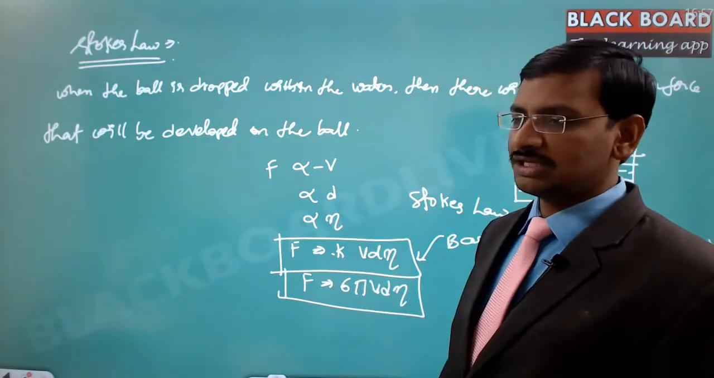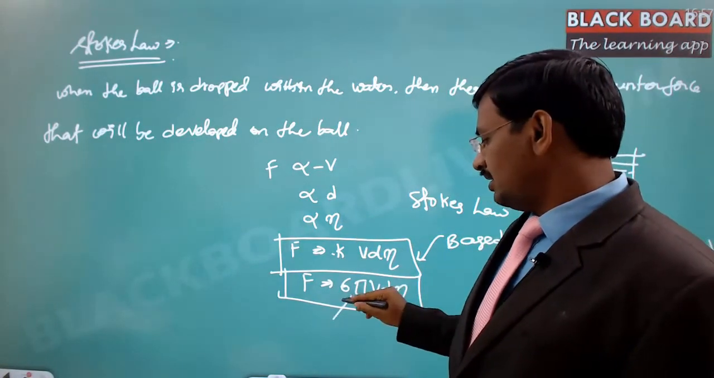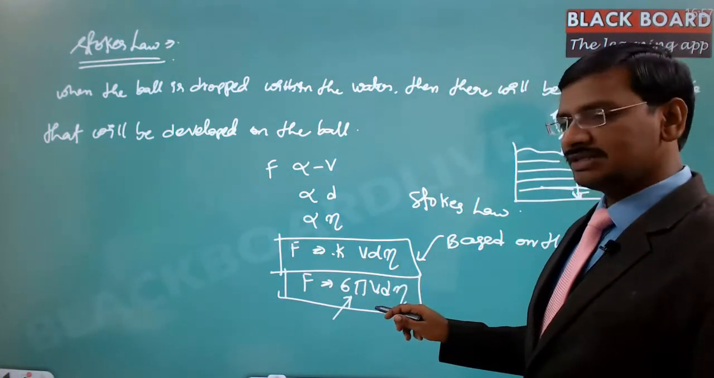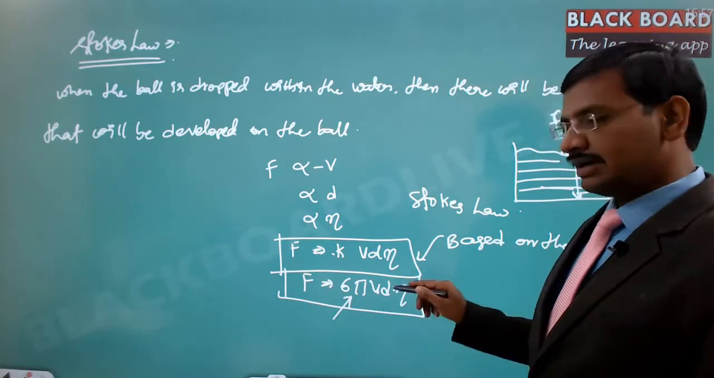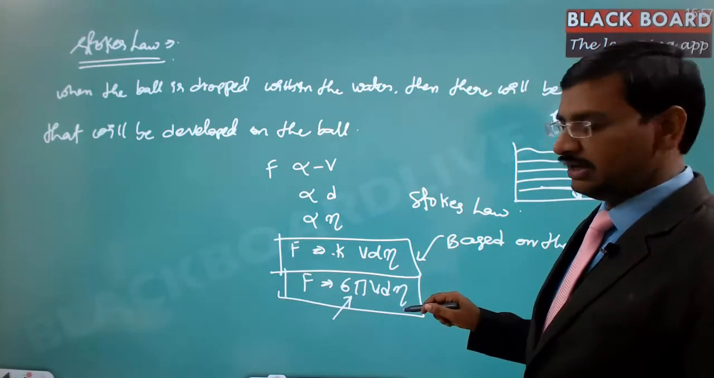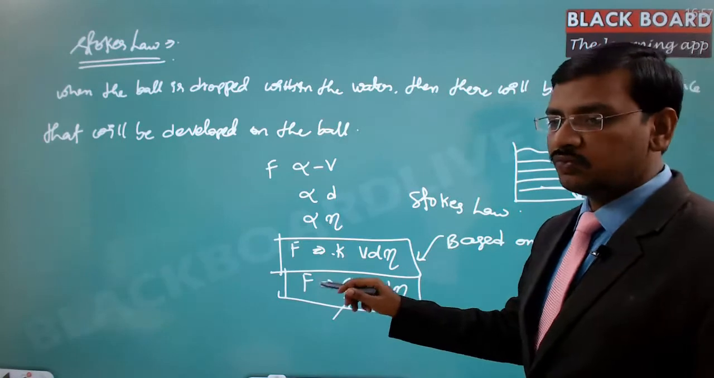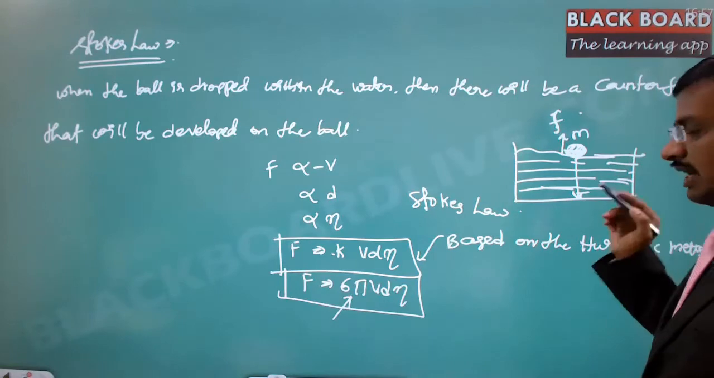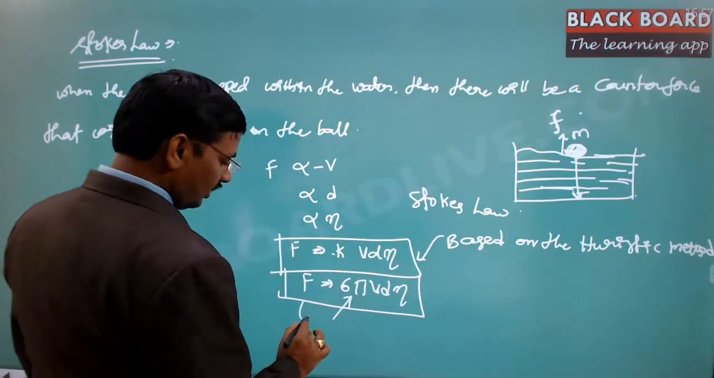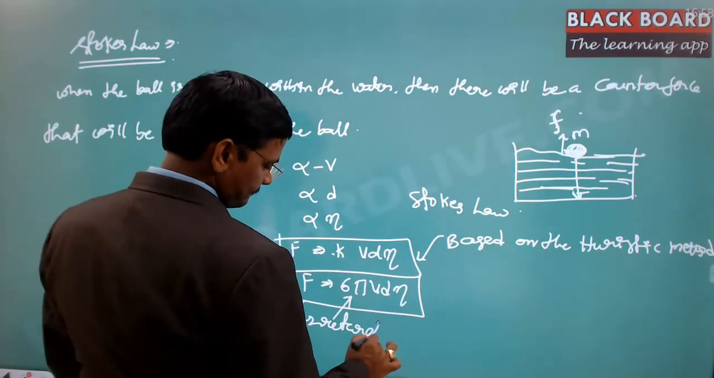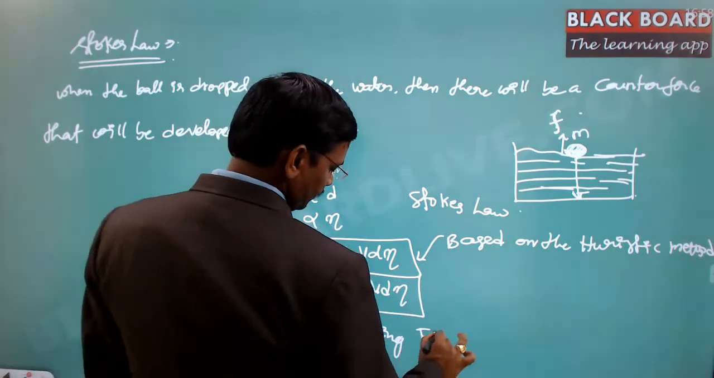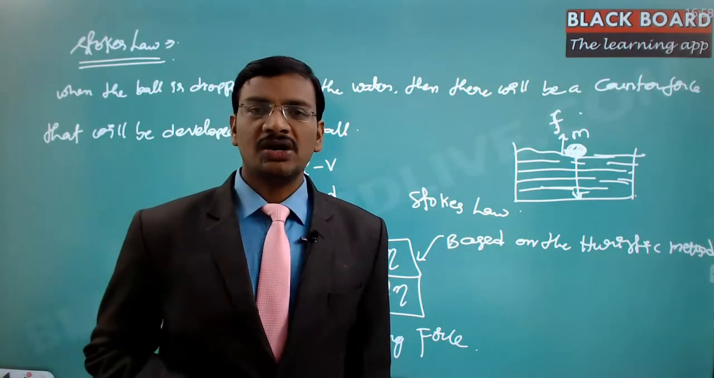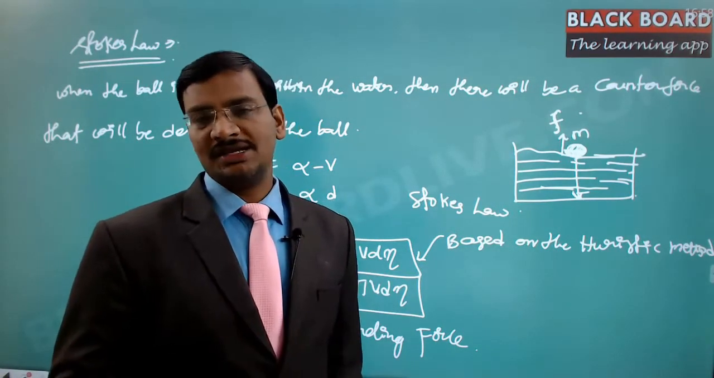So based on his experience, Stokes concluded that this constant value is 6 pi, and this 6 pi multiplied by the velocity of the ball, the diameter of the ball and the viscosity of the fluid will decide the counter force acting on this particular ball to move from the top to the bottom. This force is also called the retarding force. Retarding: acceleration opposite is retardation. So retarding force means it is trying to reduce the velocity of the particle.